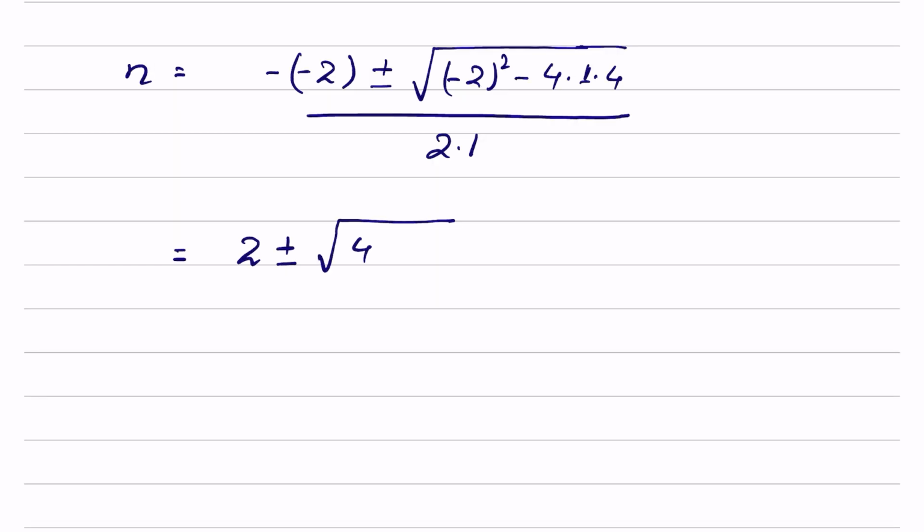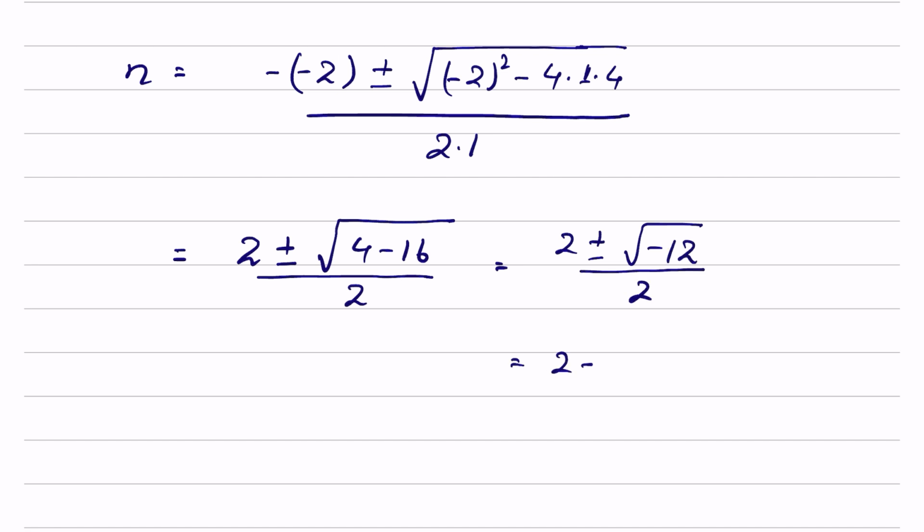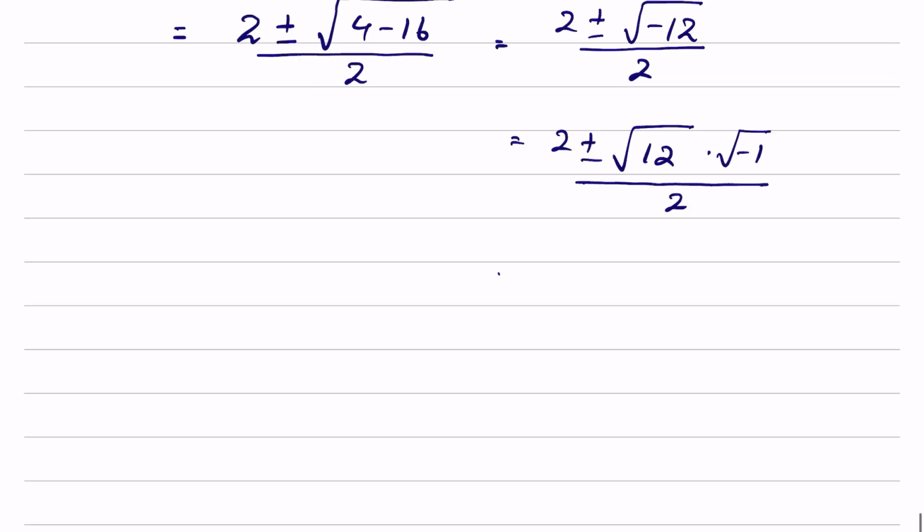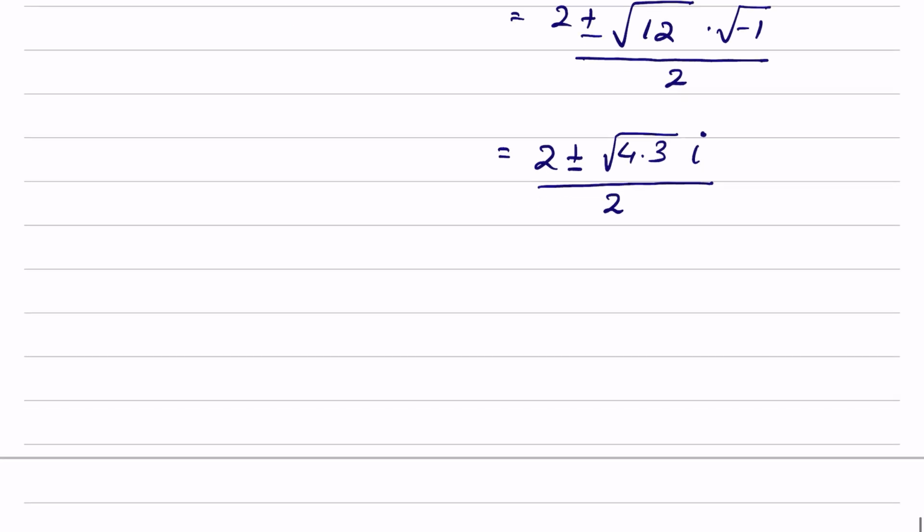Or 2 plus minus square root of 4 minus 16, upon 2, or 2 plus minus square root of minus 12 upon 2. This we can write as 2 plus minus square root of 12 times square root of minus 1, upon 2. Square root of 12 we can write as square root of 4 times square root of 3. Square root of minus 1 is an imaginary unit, so we can write i for this, upon 2. Or 2 plus minus square root of 4 times square root of 3 i, or we can write it as 2 times square root of 3i upon 2.